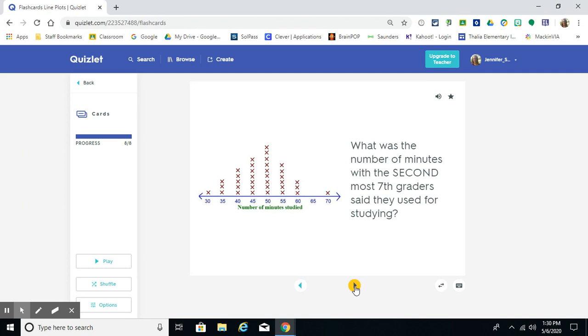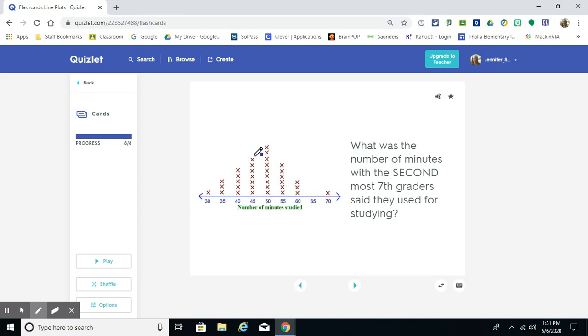What was the number of minutes with the second most 7th graders said they used for studying? I don't like the wording of that question, but okay, we're going to go for it. You try. So when I'm looking at this, 50 minutes is the most common, or that would be like the first place winner if we were going to say it like that. So now we're looking at the one that had the second highest number of respondents.